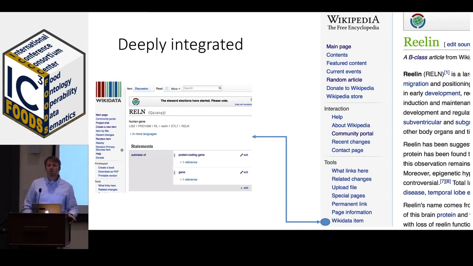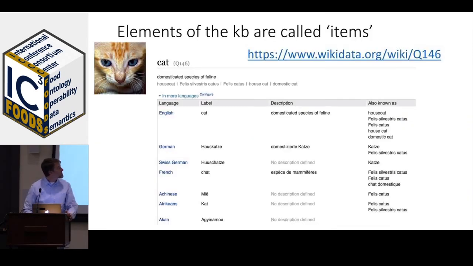Terminologically, they call the elements of the Wikidata knowledge base items. Each item has its own unique identifier starting with a Q, like Q146, and is attached to its own namespace, so it has its own URI. So these are full-fledged members of the semantic web.